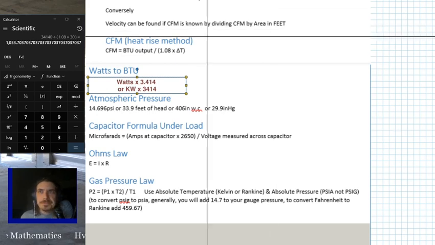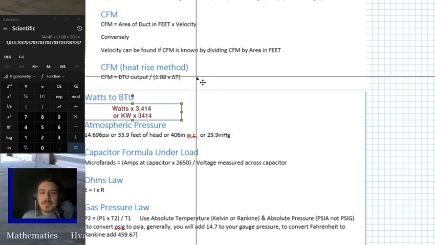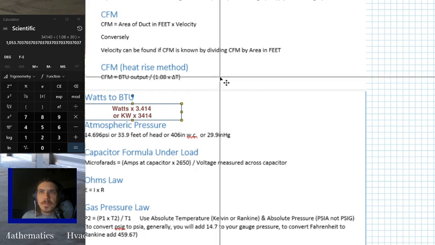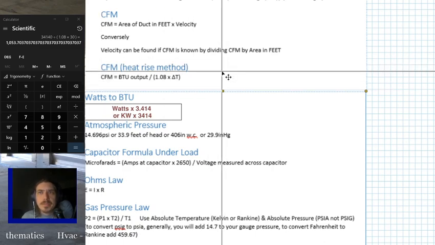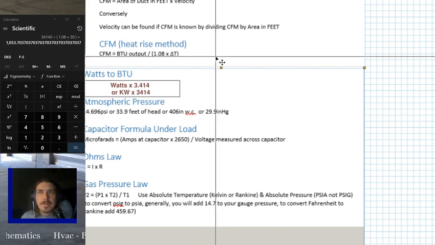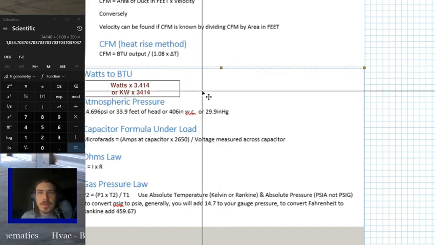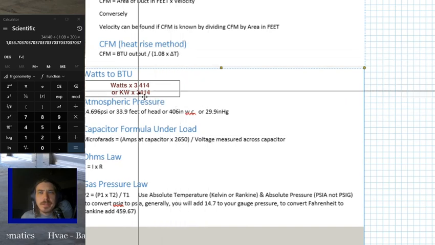1053 CFM. So the heat rise method is a good way to determine CFM if you've got no other methods around. Because it basically only requires looking at the data on the equipment and using a thermometer. It's a quick way to find CFM. We will practice this a few more times, so don't worry if you don't have it right out of the gate. But it's a simple way to find CFM.